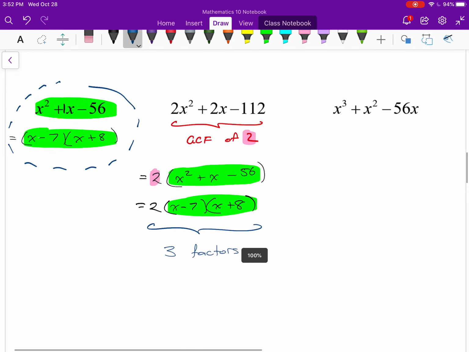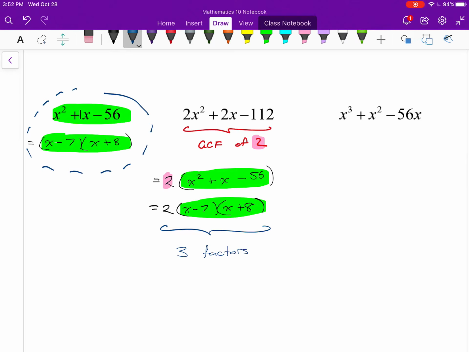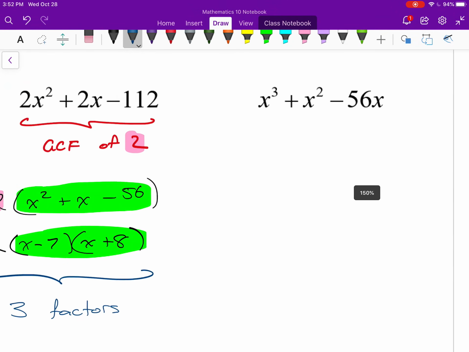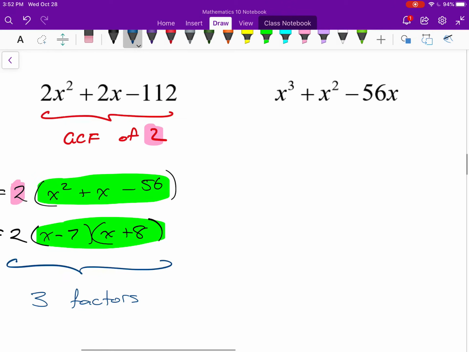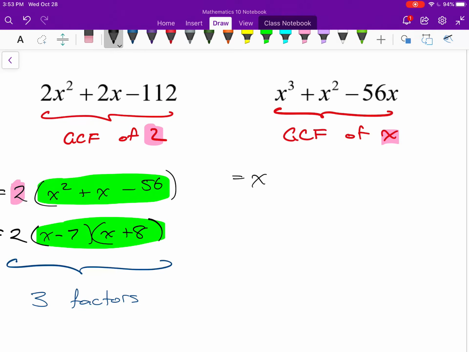So if I look at the last one, I can see the negative 56 in there, but I have x cubed, so it seems kind of strange. But if I look at this, what I can do is check for a GCF, because it is kind of weird. There's a power of 3 right there. But notice I can take out a GCF of x from all of these. All of these can be divided by x. And so if I take out a common factor of x from all of these and write that first, I have x times x squared plus x minus 56.